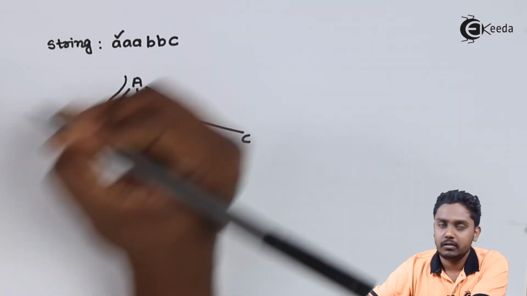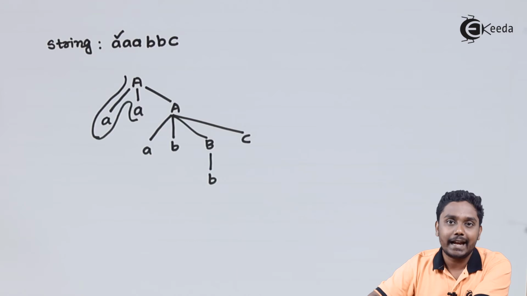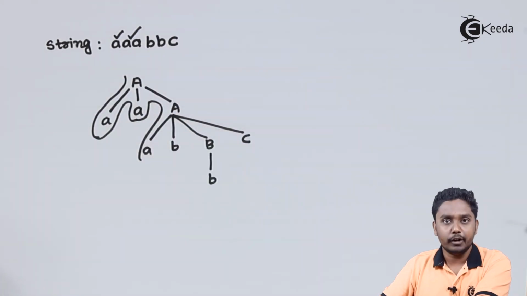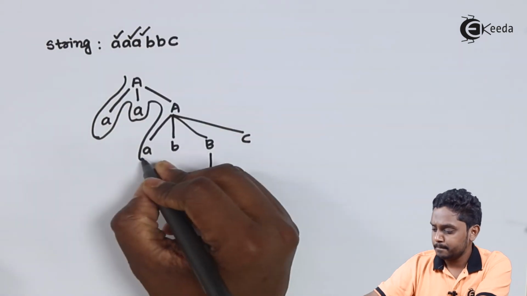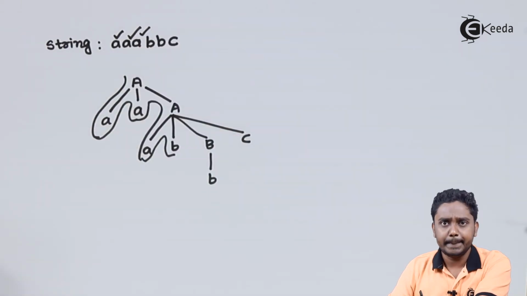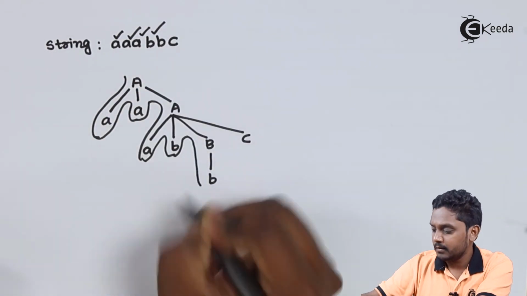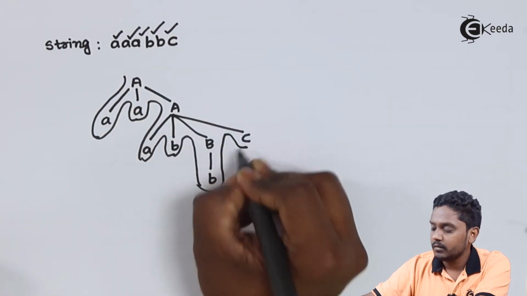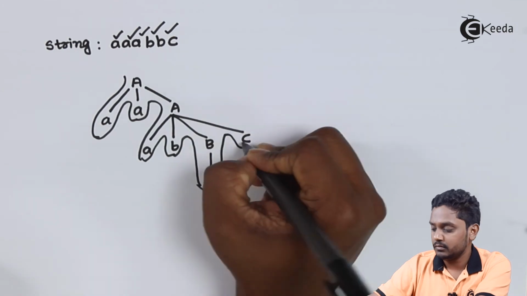A, second A, third A, followed by a B, followed by one more B, followed by a C.